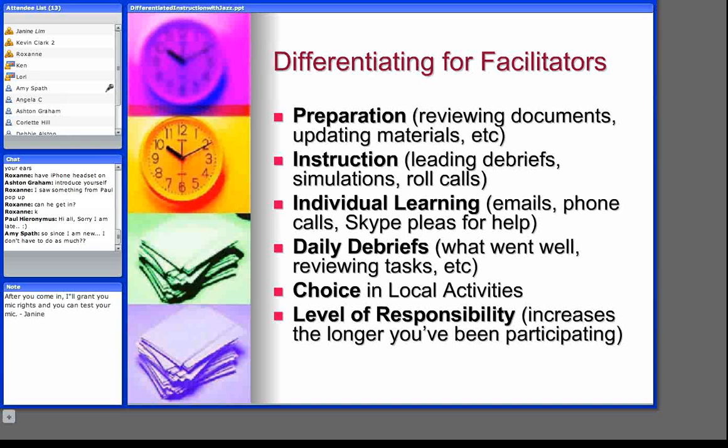All right, and then the daily debriefs, there's a lot of differentiating instruction that goes on there as we talk through the day, what went on. That's why it's really critical that you attend those.